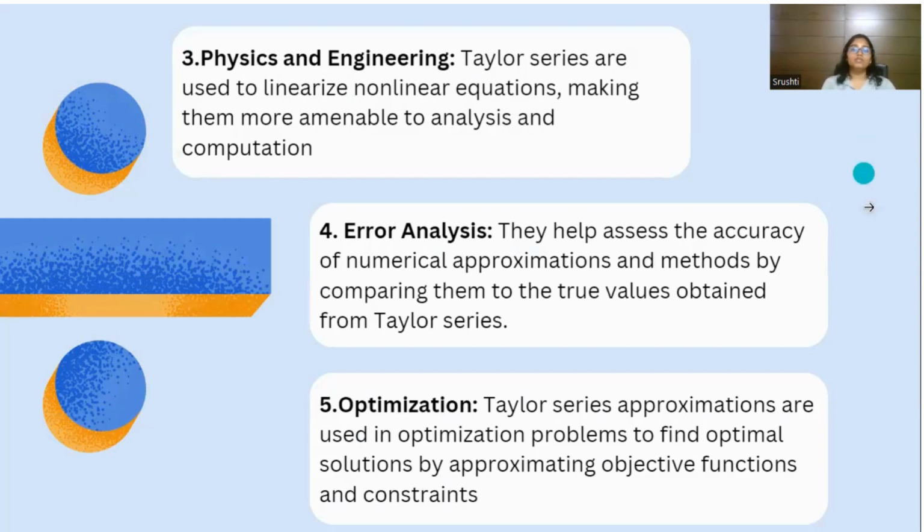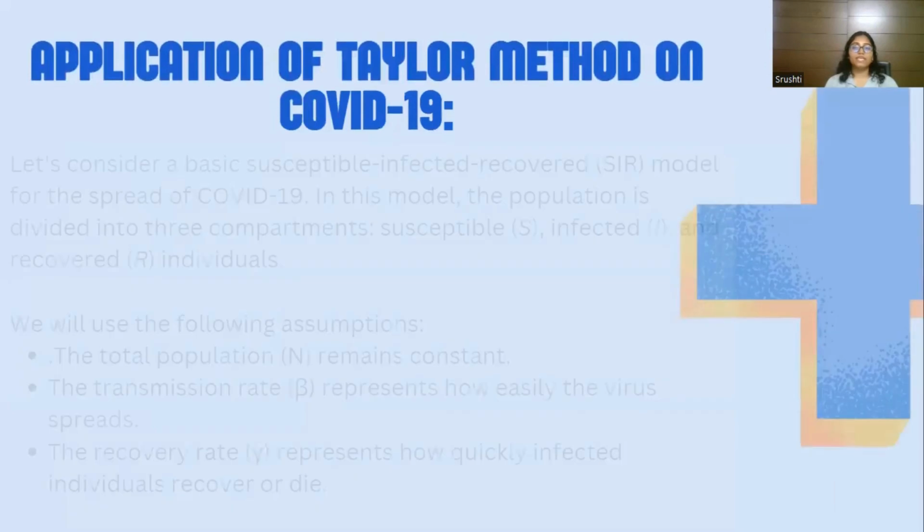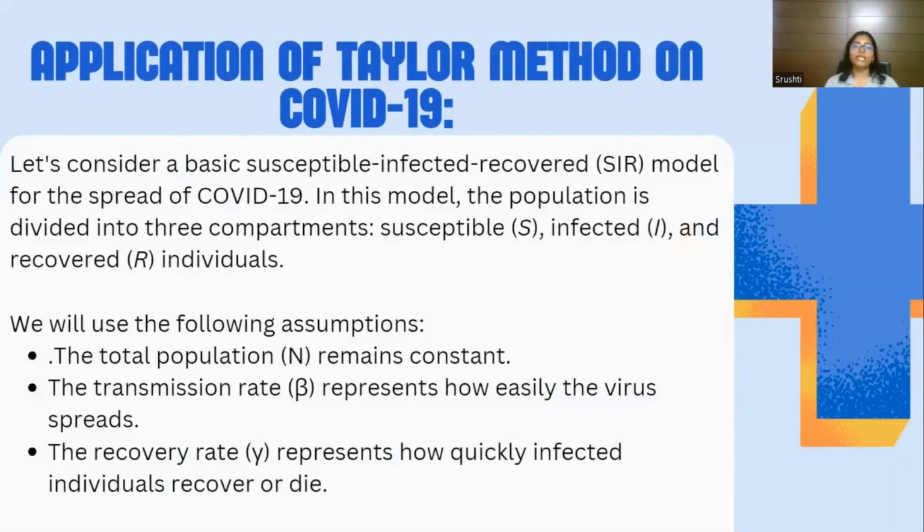For example, Taylor series is used in the case of COVID-19. So let's learn about how Taylor series is used in processing or determining the data of COVID-19. Now let us learn the applications of the Taylor method on COVID-19. So here in this application, we are going to learn about the infected, susceptible, and recovered individuals of a certain population, and about COVID-19, how it spread, how many were infected, and how many have recovered.